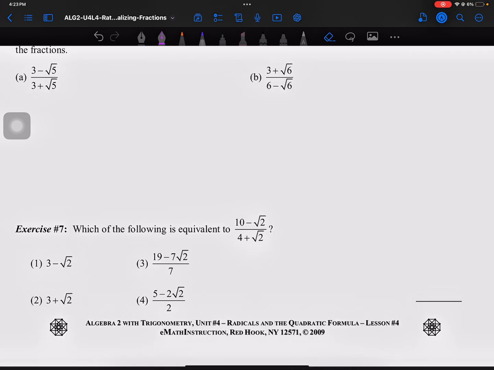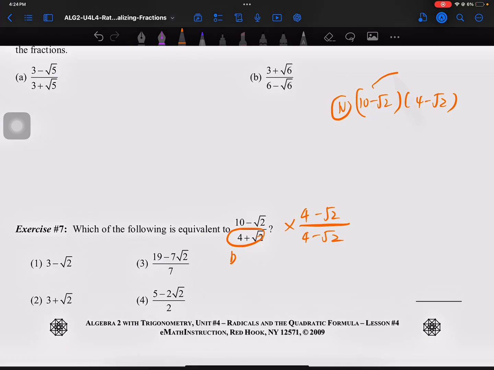Okay, question 7, again we see that we have a square root down there. So we need to multiply by the conjugate of the denominator. This is the denominator down here. The denominator's conjugate will be, we multiply top and bottom by 4 minus √2. The conjugate is changing the sign in the middle. So on top, the numerator, we will have 10 minus √2 multiplied by 4 minus √2. We need to expand the numerator by using FOIL.